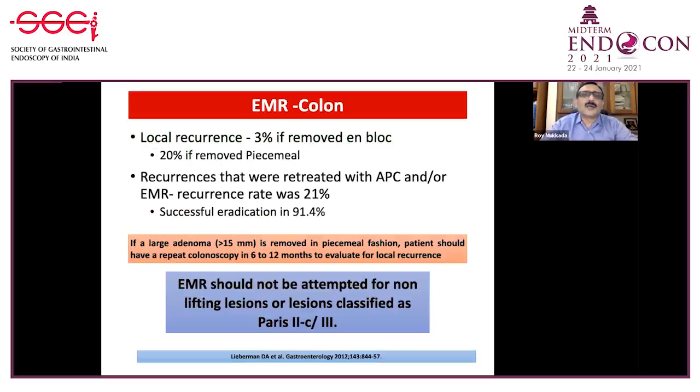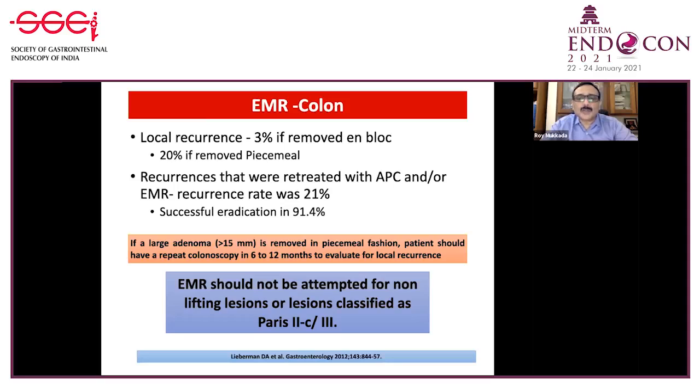If you remove a lesion by EMR en bloc, the local recurrence is only 3%. But if you remove it piecemeal, the recurrence rate is around 20%. For recurrences that were treated with APC and/or EMR, again the recurrence rate was 21%. If a large adenoma more than 15 millimeters is removed in a piecemeal fashion, patients should have a repeat colonoscopy in 6 to 12 months to evaluate for local recurrence.